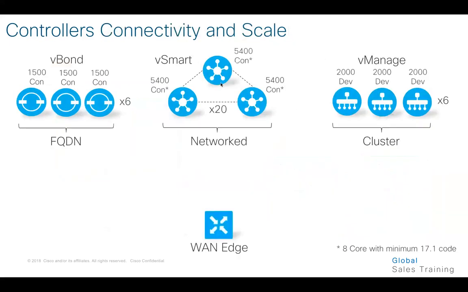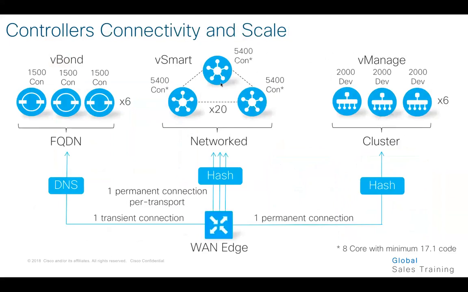We have mentioned a couple of times the scale numbers about the controllers, how many devices each controller handles. I think this is a slide you have seen multiple times while working with a customer. From a limitation perspective, each vBond supports 1500, and that's what we have tested. There's no hard limit, but with our testing, things are quite well. Each vSmart goes up to 5400 connections, and the vManage goes up to 2000 each.